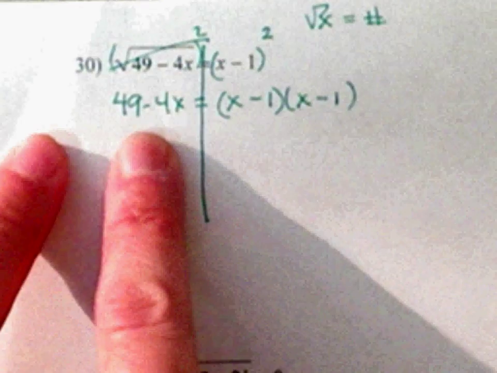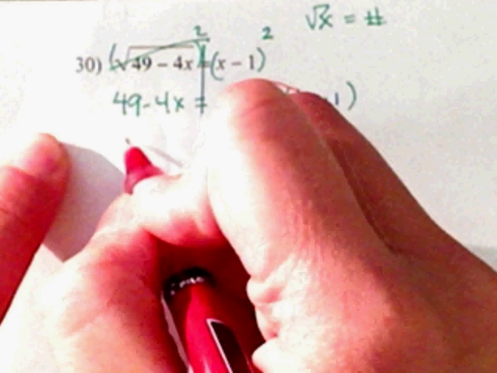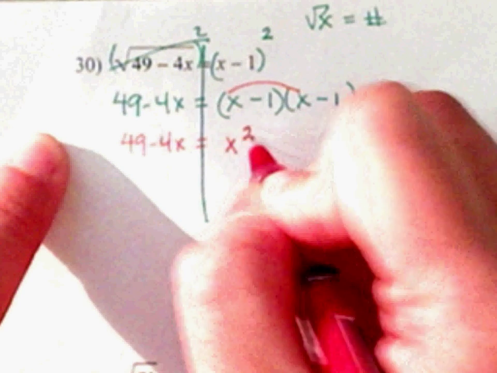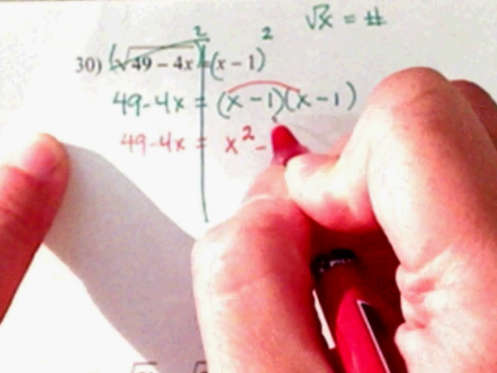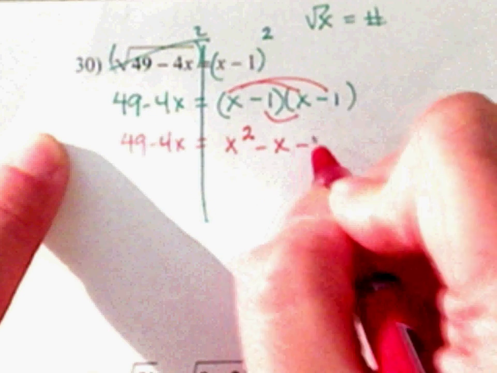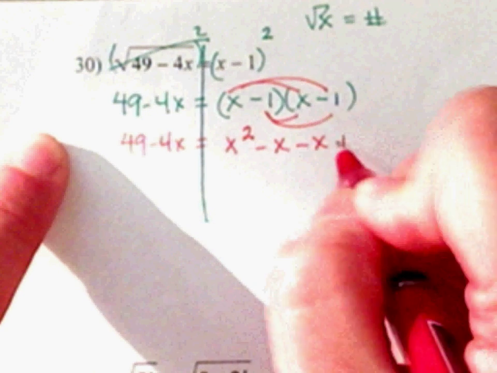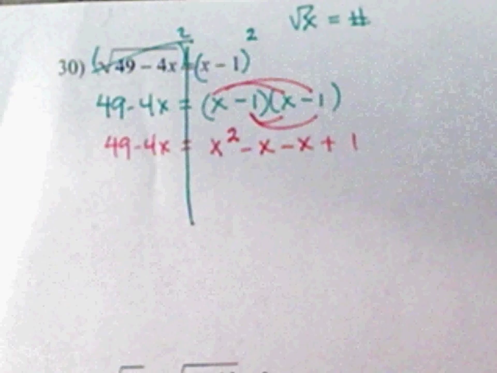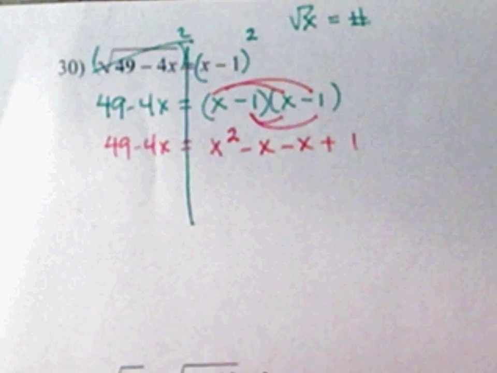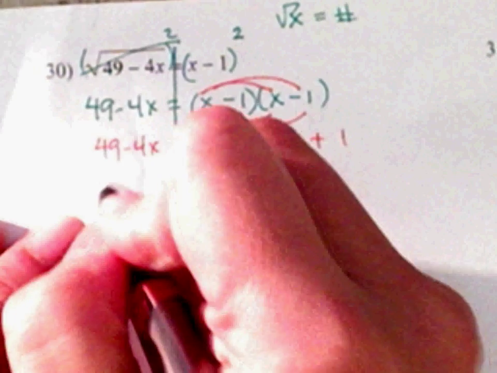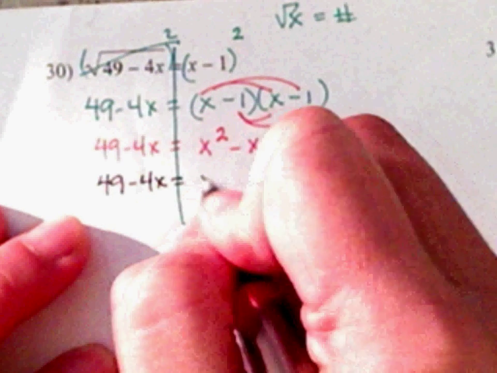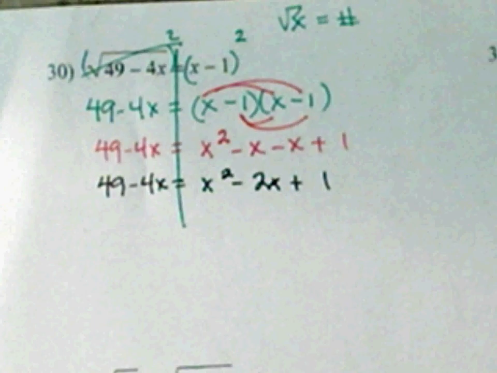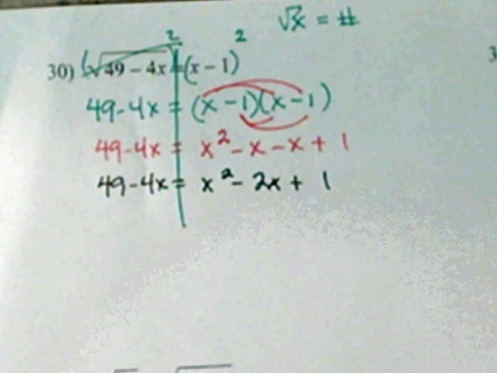Nothing to combine right here, but you need to multiply this out. So I'm going to have 49 minus 4x equals x times x is x squared. X times negative 1 is negative x. Negative 1 times x is negative x. Negative 1 times negative 1 is positive 1. Combine your like terms, and when you combine your like terms, you end up having 49 minus 4x equals x squared minus 2x plus 1. Okay?